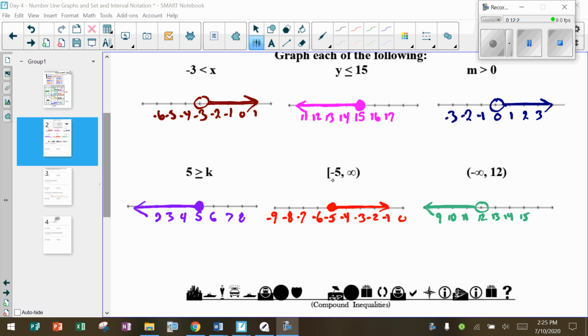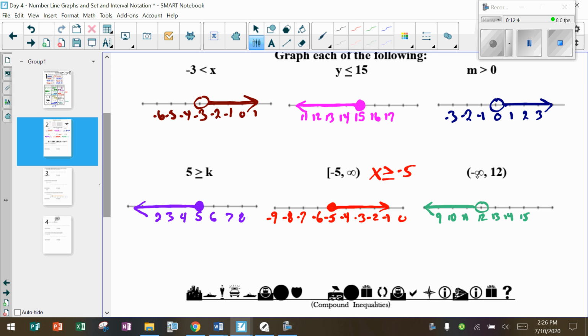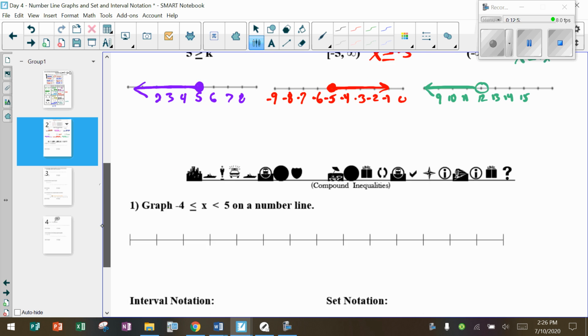The square bracket means it can be equal, so this would be translated into x is greater than or equal to -5, because it starts at -5 and heads towards infinity, which means the numbers we choose to plug in, the numbers that are solutions, have to be bigger than -5. And then the last one over here, it comes from -infinity, so x would have to be smaller than 12. Not equal, though, because it's a curved parentheses. All right, so hopefully you nailed those.